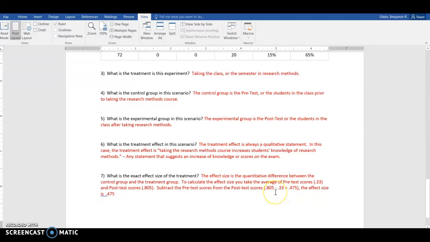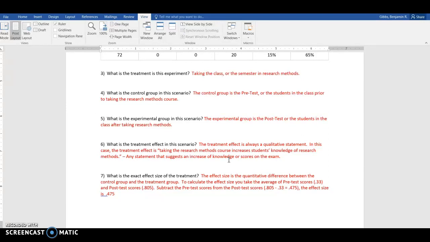Here's the equation: 0.805 minus 0.33 equals 0.475. Now then, to answer the questions, the treatment effect in this particular scenario is that taking a research methods course increases students' knowledge of research methods, or something to that effect. So by taking a research methods class, one will improve their knowledge of research methods.